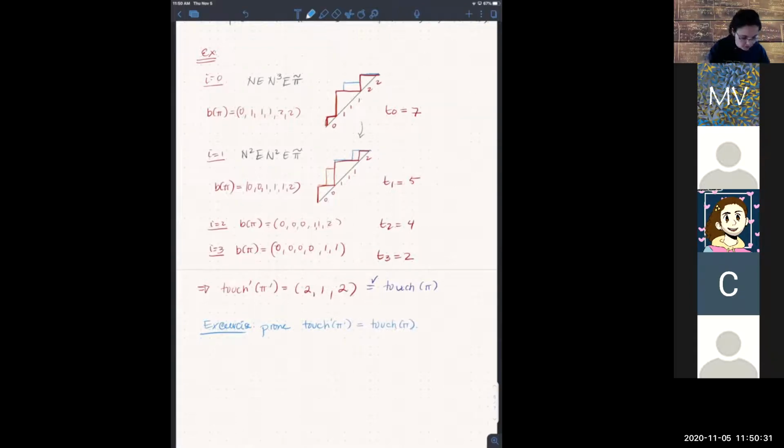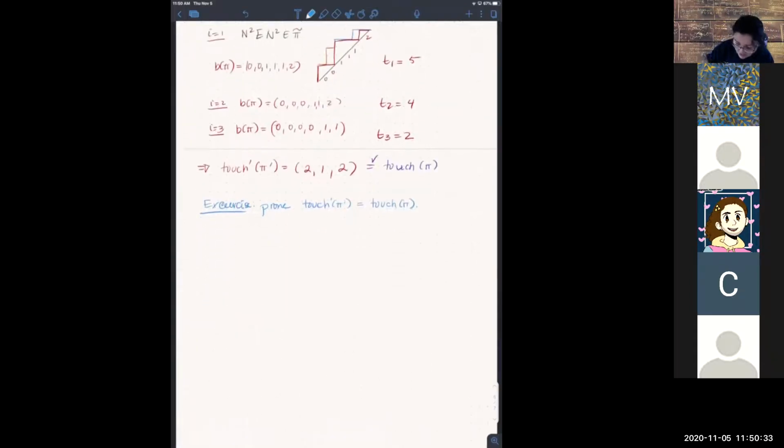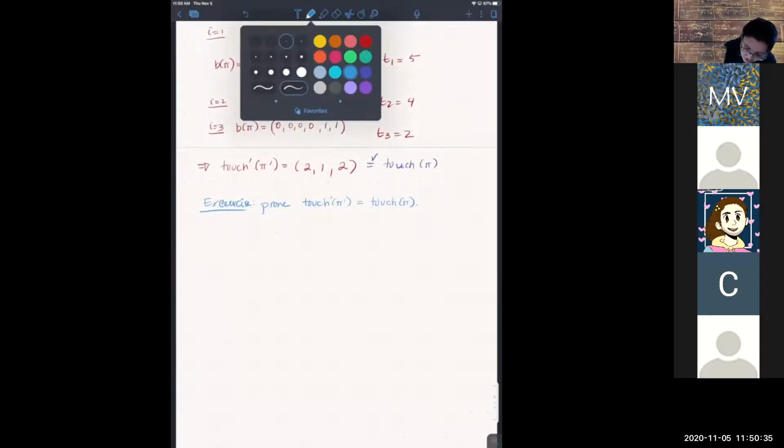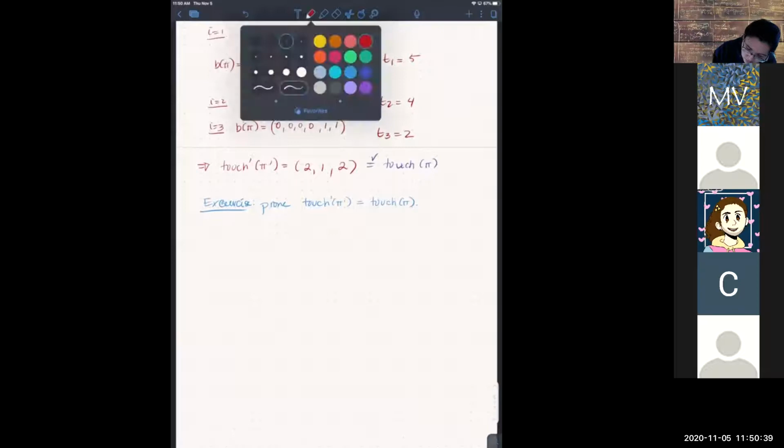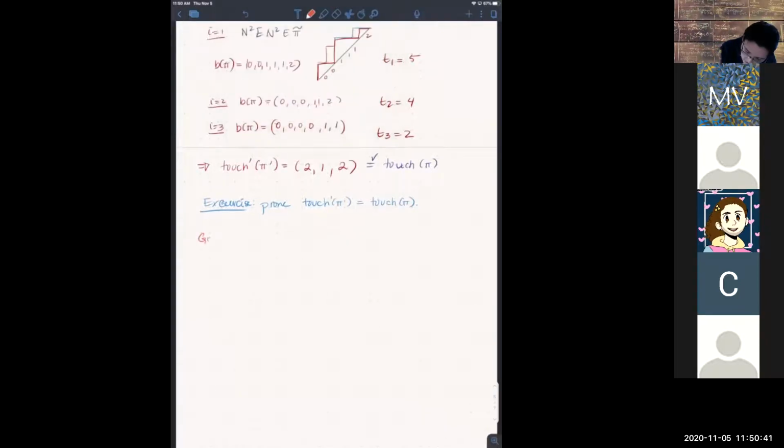It's a cute combinatorial exercise. And then now what we want to do is translate. The next goal, oh my God, there's so much material to cover, is to transfer the statistics over, to pi prime w prime.